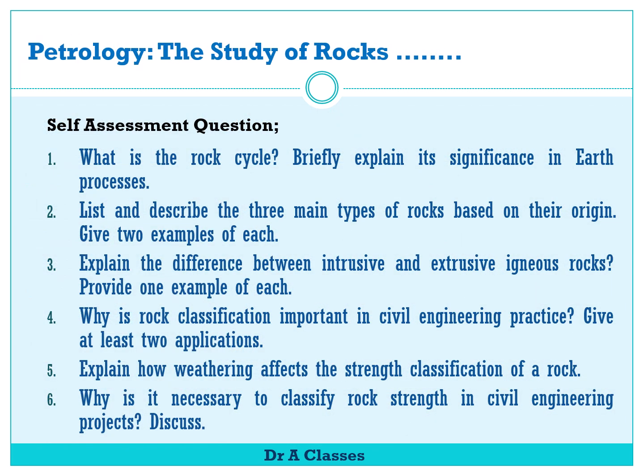Self-assessment questions. At the end of the presentation, these are self-assessment questions. Go through each question carefully, answer these questions based on your understanding of the topic, and review any concept you are unsure about. The questions are: What is the rock cycle? Briefly explain its significance in Earth processes. List and describe the three main types of rock based on their origin. Give two examples of each.